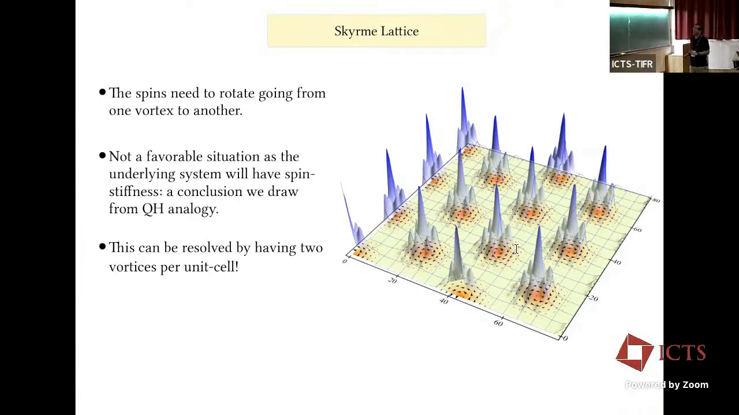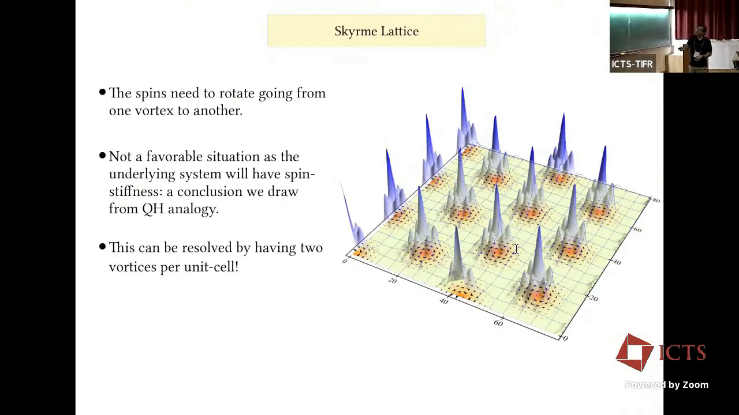Now, the only issue is that as the spin moves from one vortex to the next, it is a little hard to see, but all the vortices have a similar swirling direction. So the spins have to go from moving in the x direction to the minus x direction as you go from one vortex to another vortex. So the spins have to twist themselves significantly. It's not a very favorable situation because this will act against the spin stiffness of the system. And this is also kind of a quantum Hall analogy. We know that this typically leads to a slightly higher energy state.